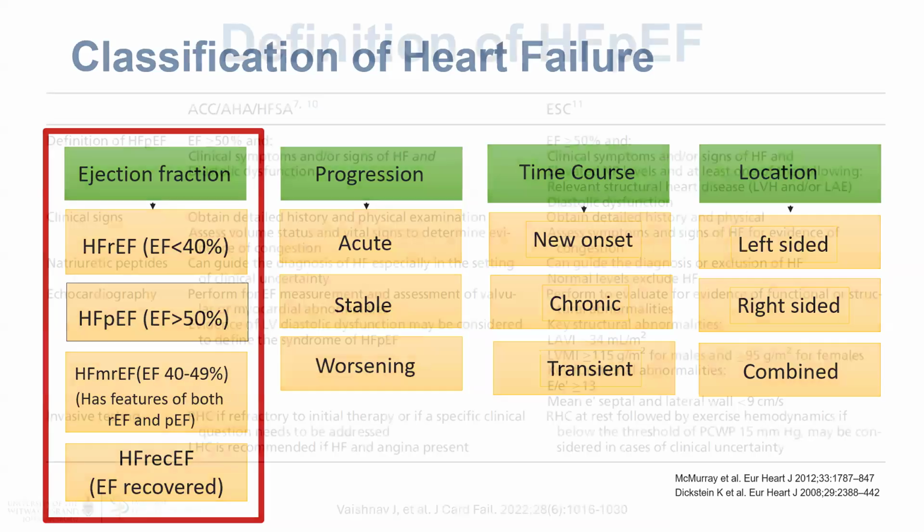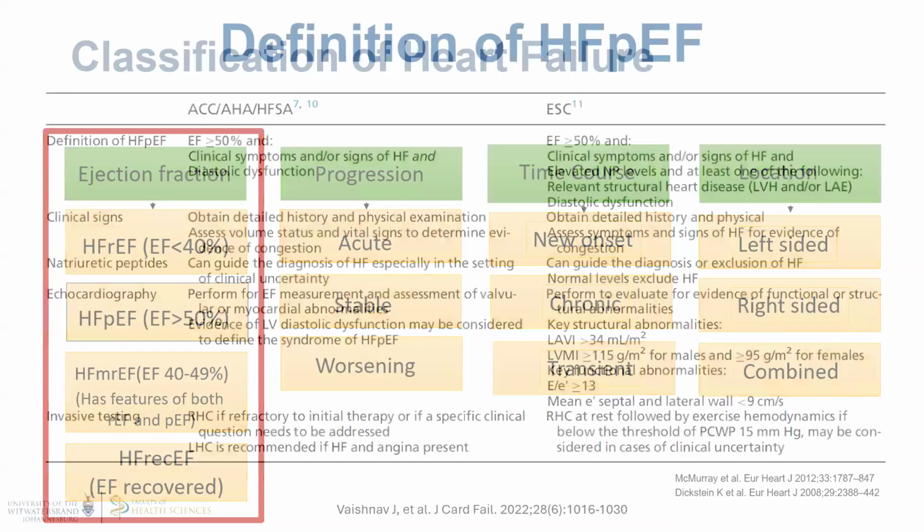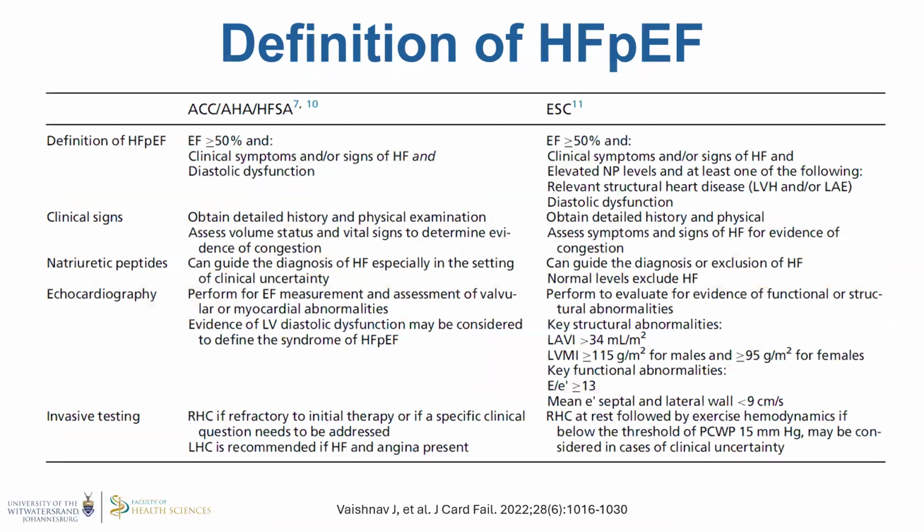Okay. All right. So for the definition of heart failure with preserved ejection fraction, the ESC and the American Heart Association are basically similar. You need an ejection fraction above 50%. You also need to have clinical symptoms of heart failure and objective evidence of cardiac structural and functional abnormalities of the heart, which simply means either an echo or invasive testing.